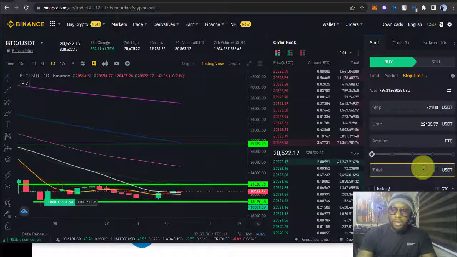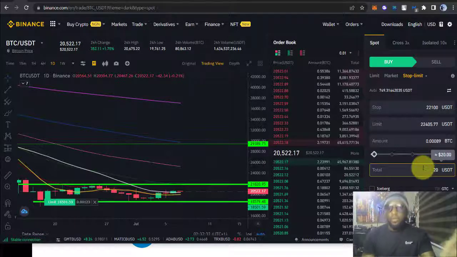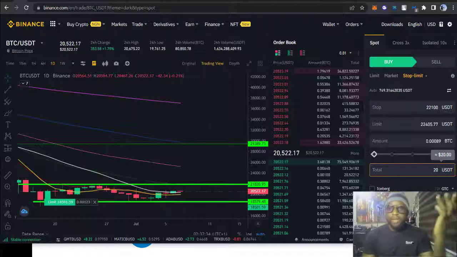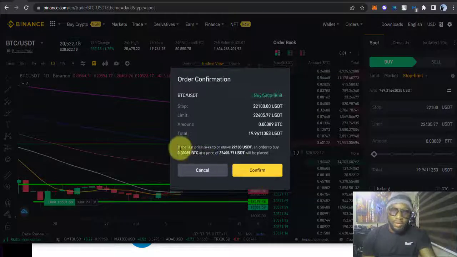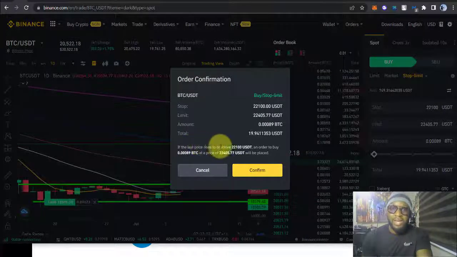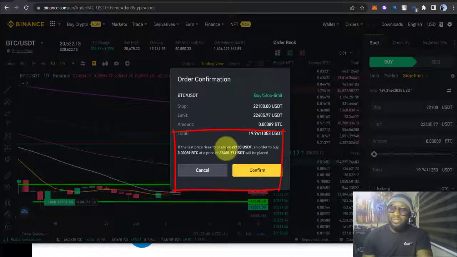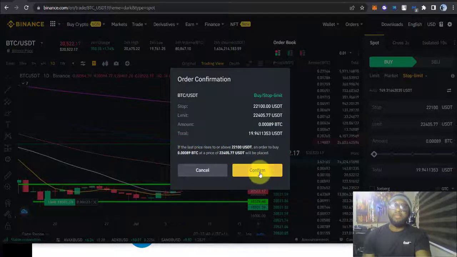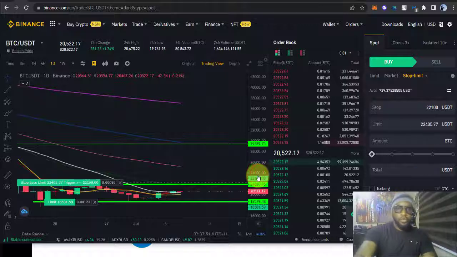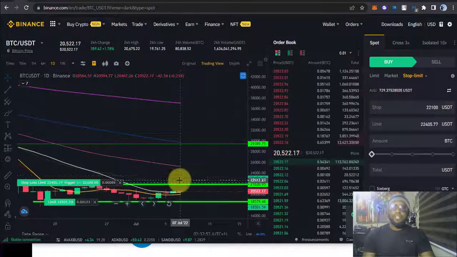I just place in, okay, I want to buy, let's say, $20 worth of Bitcoin when it breaks out, right? And I place a buy. Look at what it's going to tell me. If the last price rises to or above 22,100, an order to buy 0.0089 BTC at the price of 22,405 will be placed. So confirmed. It's going to open it here.